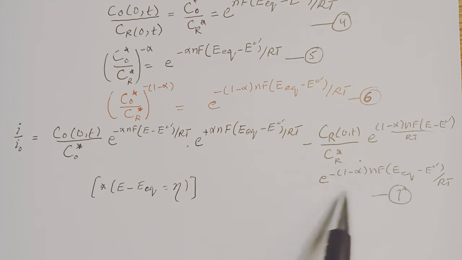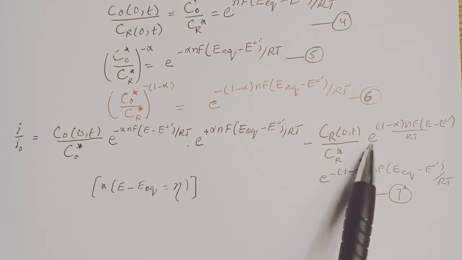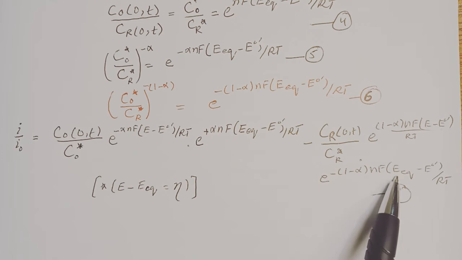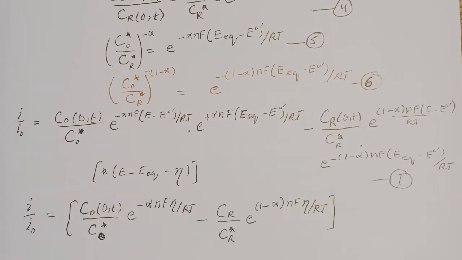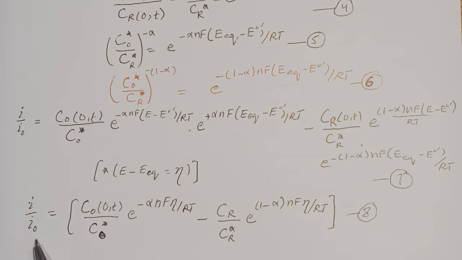Similarly, this explanation is true for the second component, in which we will have the power term as E 1 minus alpha nF E minus E equilibrium over RT. So here we get equation number 8, which is describing the total current over the exchange current in terms of the overpotential.